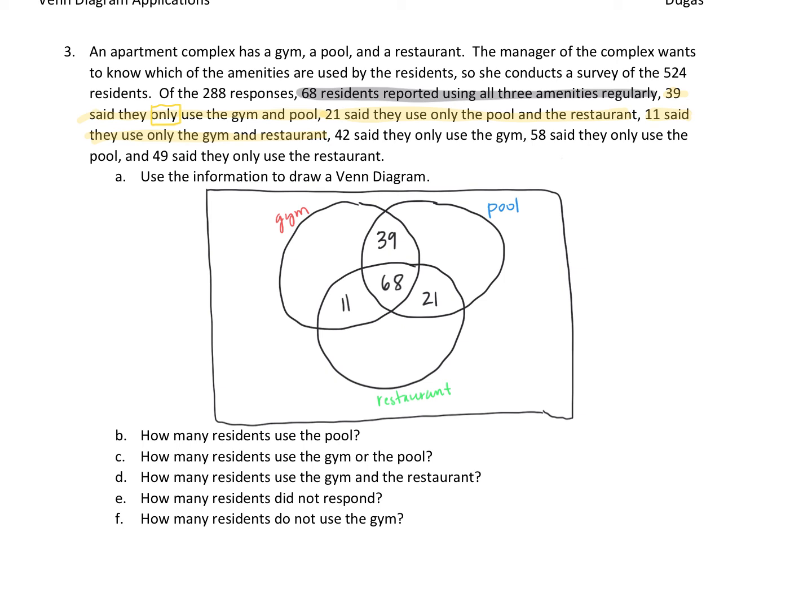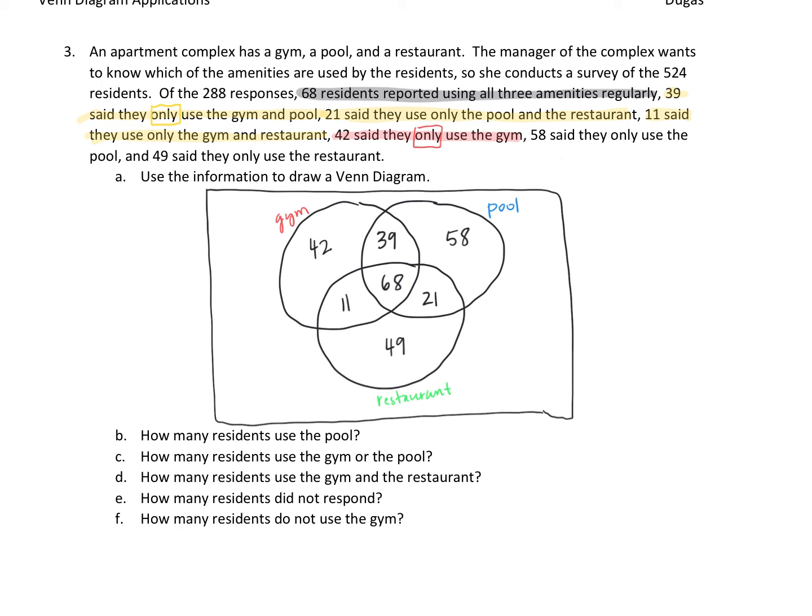Okay, then it says 42 said they only use the gym. Again, I've got this only, right? So that means 42 people only use the gym. That's the gym only, not the pool, not the restaurant, not both of the other two. 58 said they only use the pool. Again, the word only indicates you're not subtracting, you're just putting that into the other section of the Venn diagram. And then 49 said they only use the restaurant.